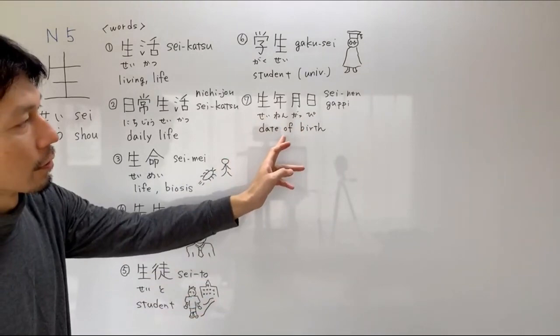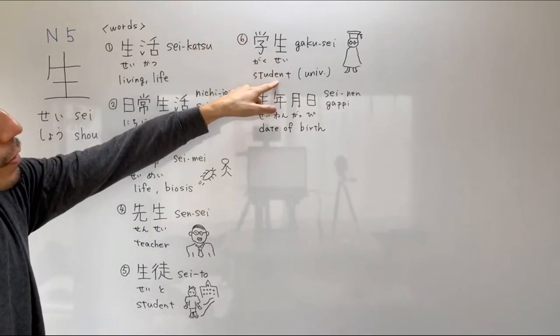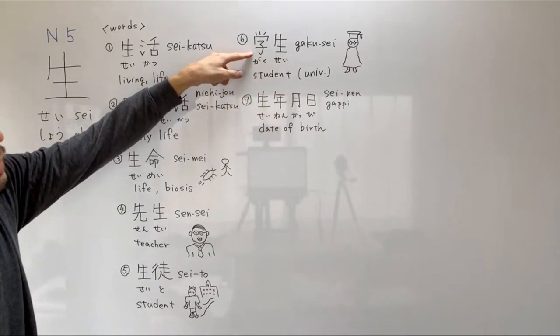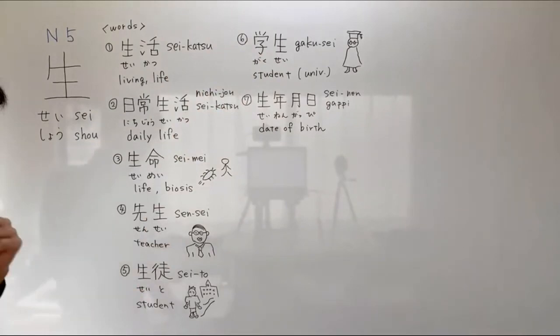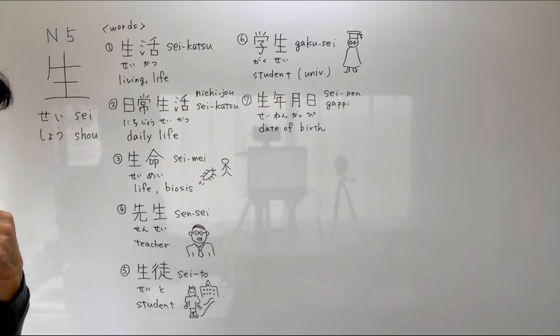And Gakusei. Gaku means learn, learning, and Sei means student. So Gakusei means student, or university student. And Seito. Se means student, and to means, I think, walking. Sorry, I don't know what these words mean.